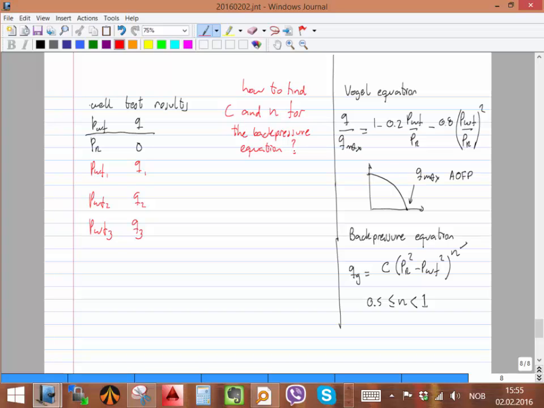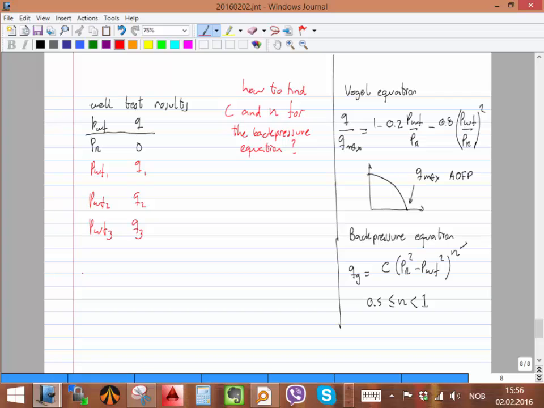Yeah, do you know? No? Any ideas how you can do it? We can take the log on both sides and then arrange the equation. We can plot PR square minus PW square versus QB. That's one approach, but let's use maybe the solver that we have already looked at before.